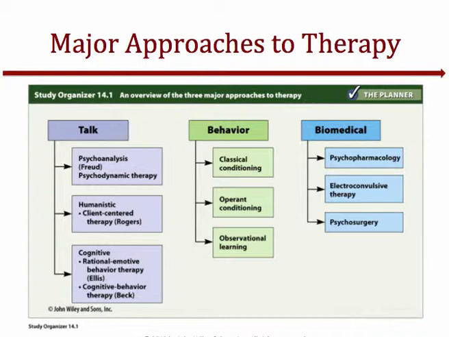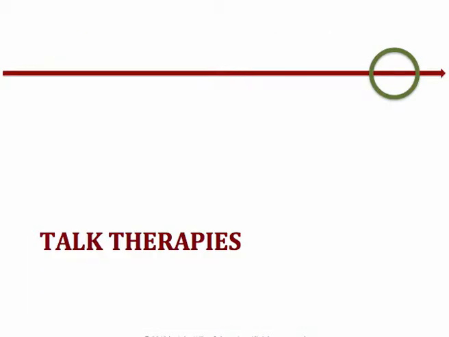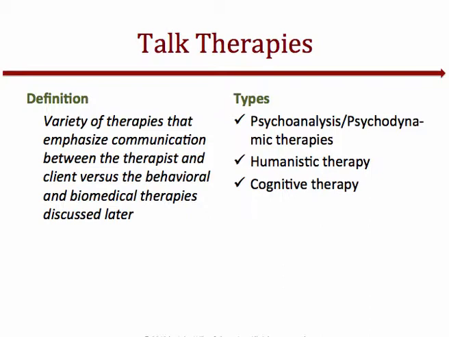Now, in terms of the more behaviorally oriented approaches, we'll look at how classical conditioning, operant conditioning, and observational learning can be employed in order to treat psychological disorders. And then finally, we'll look briefly at some biomedical approaches, which include attempts to manipulate the biological functioning of the individual, specifically through their brain functioning. And the three methods that we'll talk about are psychopharmacology, or the use of medications, electroconvulsive therapy, and psychosurgery.